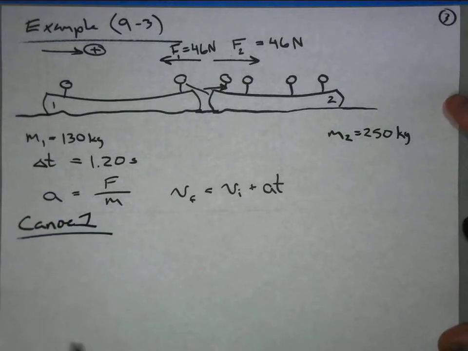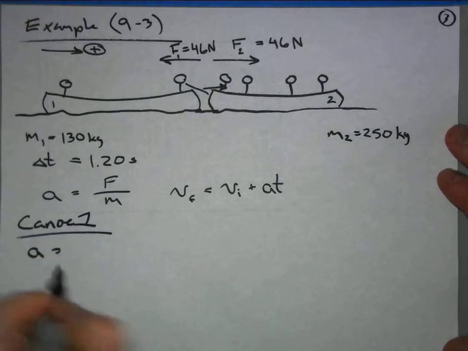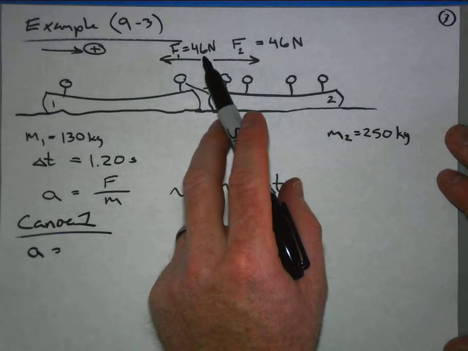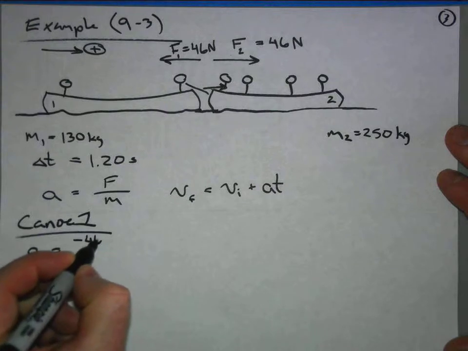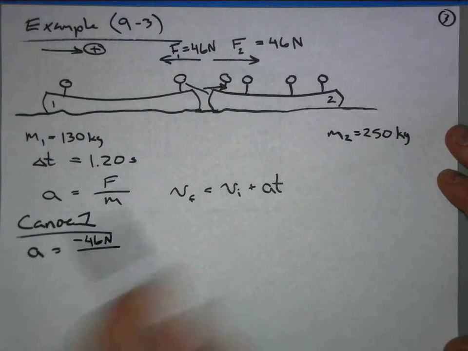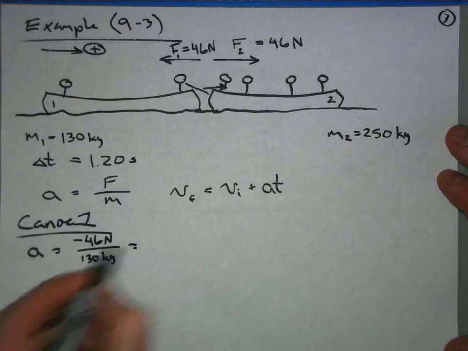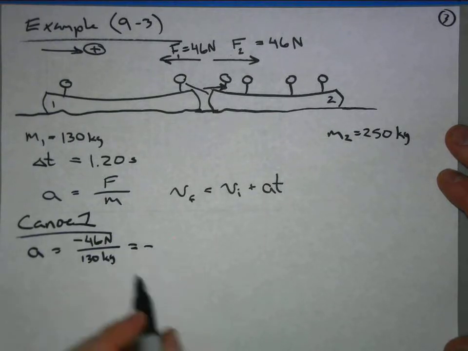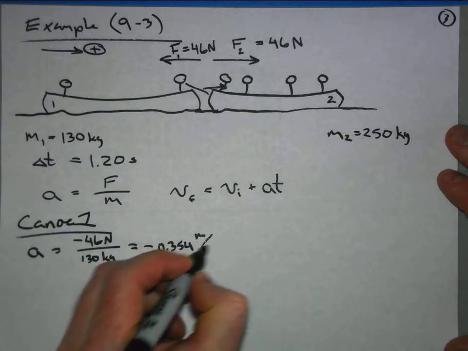Canoe 1. So the rate of acceleration of canoe 1. This is going to be pretty easy. We have a force of 46 newtons, but you must remember, please, that this force is in the negative direction, right? Negative 46 newtons divided by the mass of canoe 1. That was 130 kilograms. And so canoe 1 is accelerating at a rate of negative 0.354 meters per second squared. That's an m.